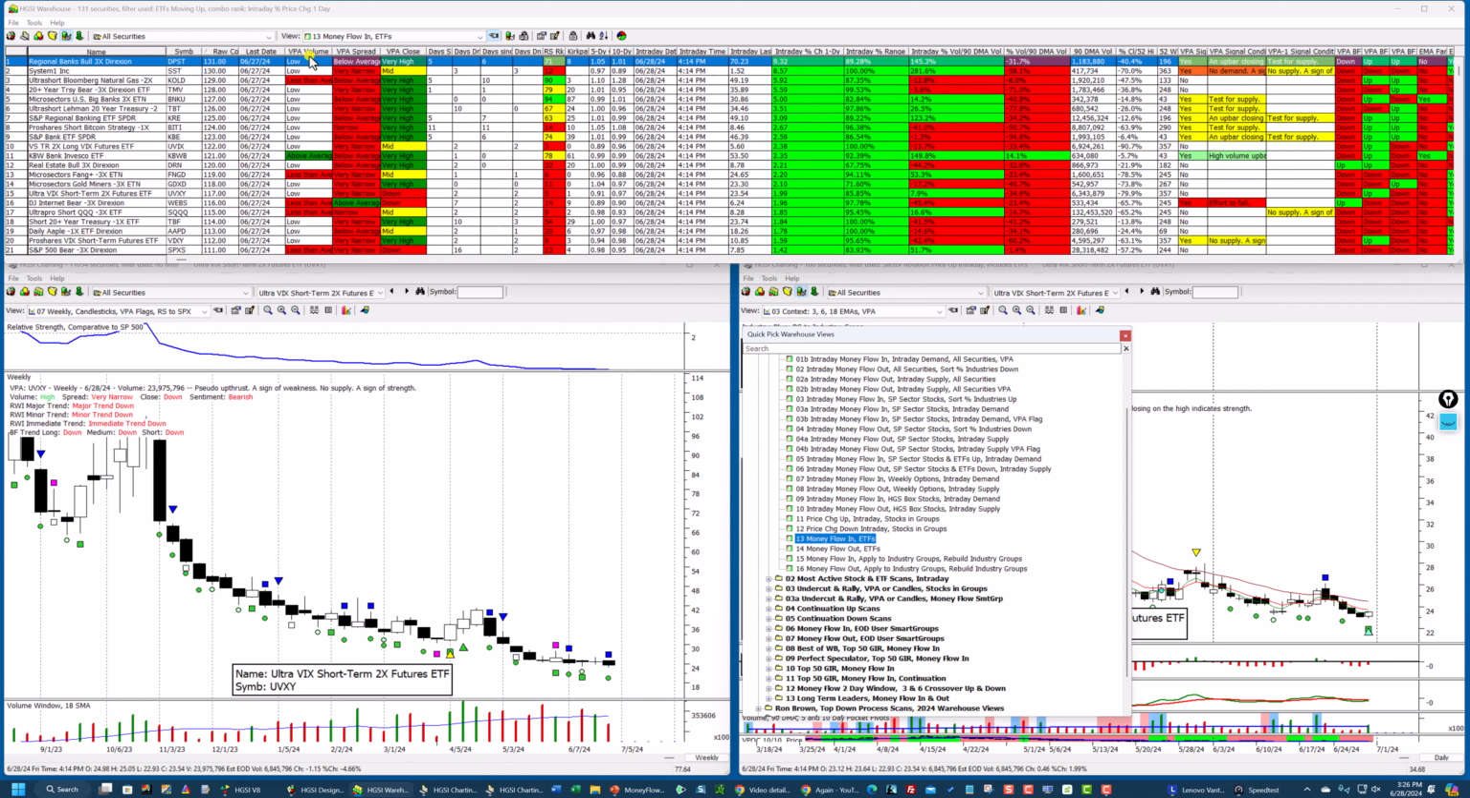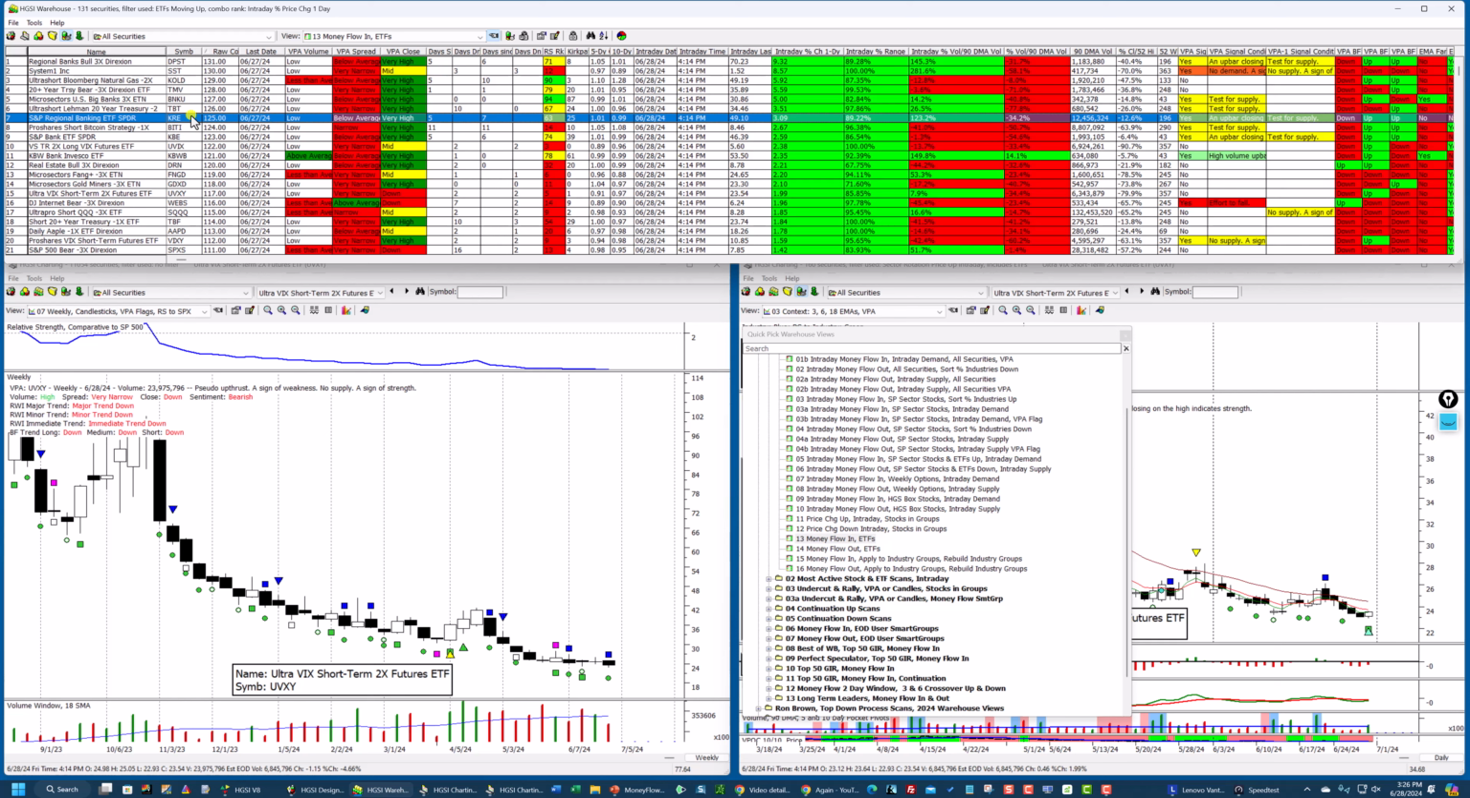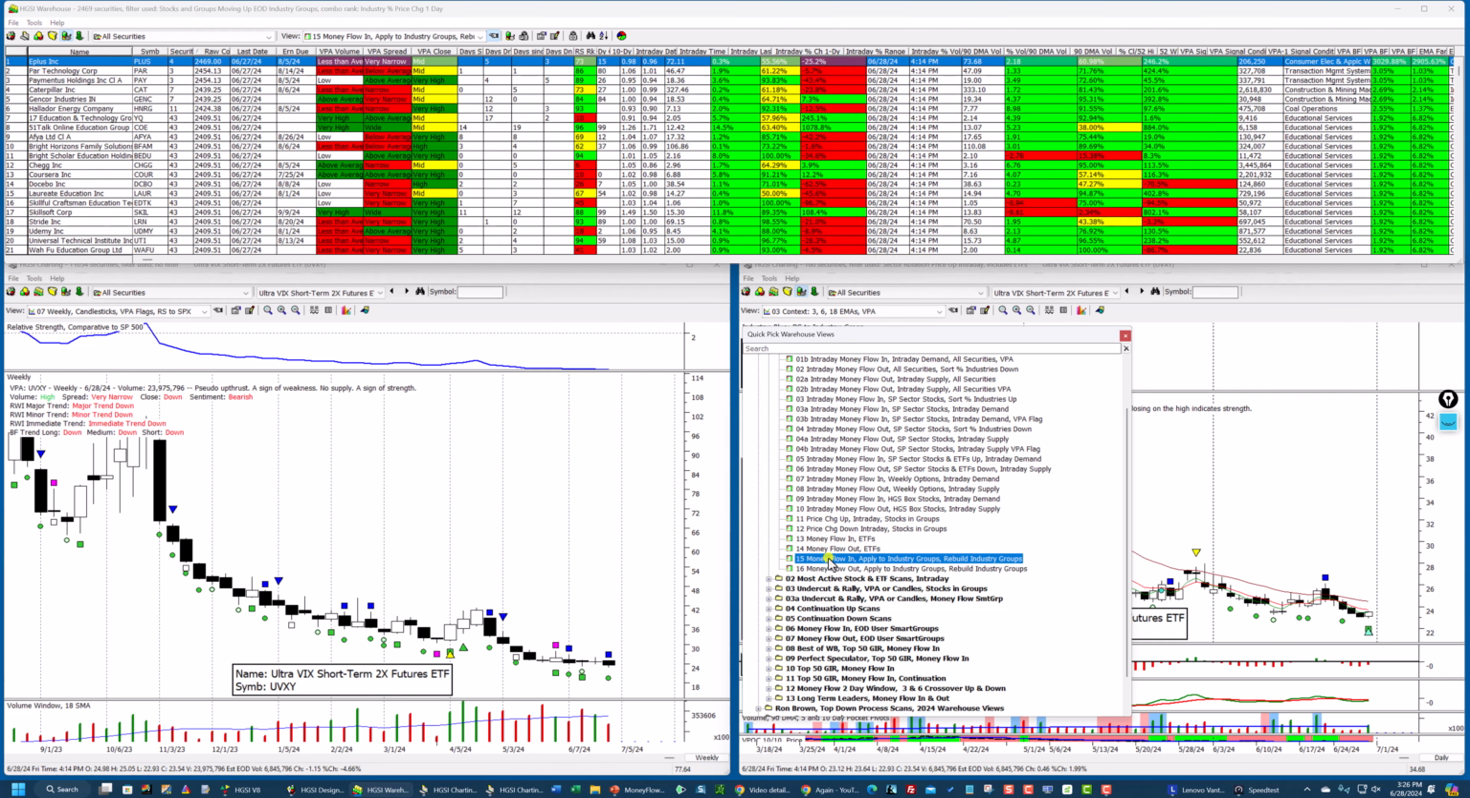But you can see that if you go through these, the individual stocks will pretty much correspond to what's happening in the ETFs. Here's the regional banking ETF. Remember, Wells Fargo, we took a look at it. And then this is after you rebuild the industry groups intraday.